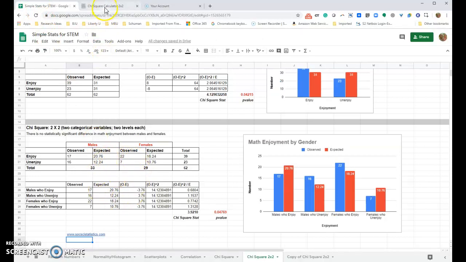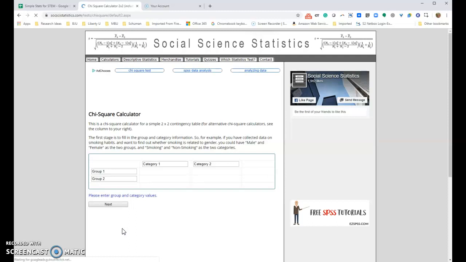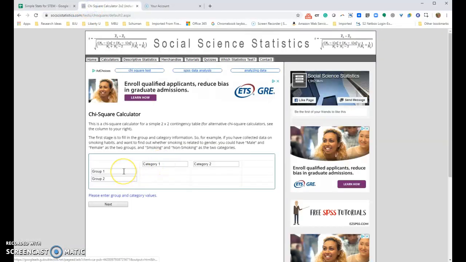It can be done by hand or using formulas, but this website is a calculator in and of itself, and so it's going to do all that math for us. So let's go to the calculator, and all I have to do is fill in some values here, which are going to be the values off of my sheet over here, the observed and expected values for these groupings. Let's set this up real quick. For group 1, I'm going to call this my enjoyment group. And down here, I'll call this my unenjoyment group. And then I'll have males, and I'll have females.